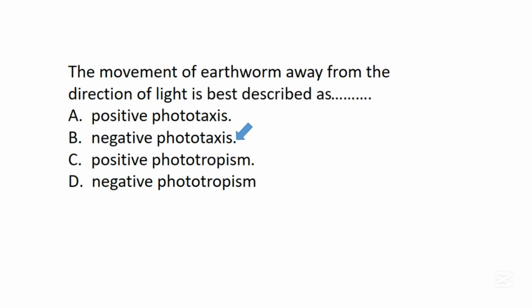Negative phototaxis. Phototaxis is a condition whereby an organism or a cell moves its whole body towards or away from a stimulus known as light. So when an organism moves away from the direction of light, that type of response is called negative phototaxis. But if an organism moves towards the direction of light, that type of response is called positive phototaxis. So the movement of earthworm from the direction of light is known as negative phototaxis.